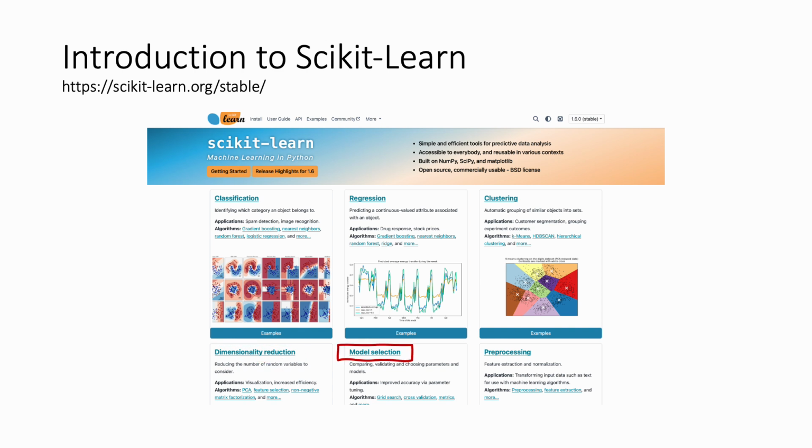Then we have model selection. This is crucial for comparing, validating, and choosing parameters for your models. We want to find the best model for our data. We use techniques to improve accuracy via parameter tuning and might use tools like grid search, cross-validation, and metrics. Finally, we have preprocessing. This is a vital step involving feature extraction and normalization. It's about preparing your data for the machine learning algorithms. Applications include transforming input data and handling text.